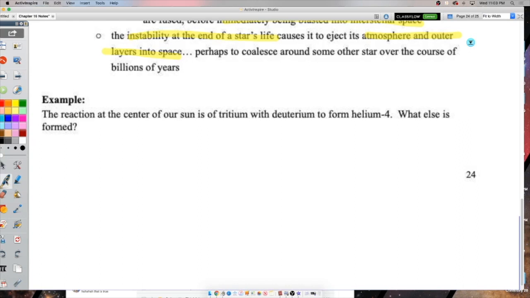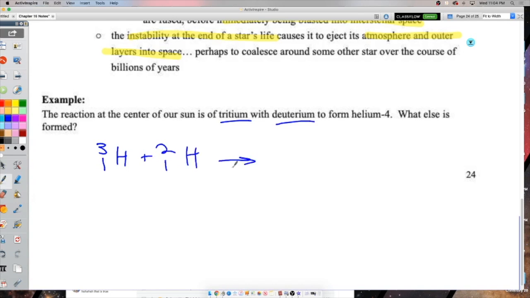Okay, the reaction at the center of our sun is of tritium with deuterium to form helium-4. What else is formed? So this is what's happening in our sun. This is why we're all here, amongst many other reasons. So tritium, that is just the isotope of hydrogen that has 3 nucleons, right? So hydrogen, so 1 proton. Deuterium, isotope of hydrogen with 2 nucleons.